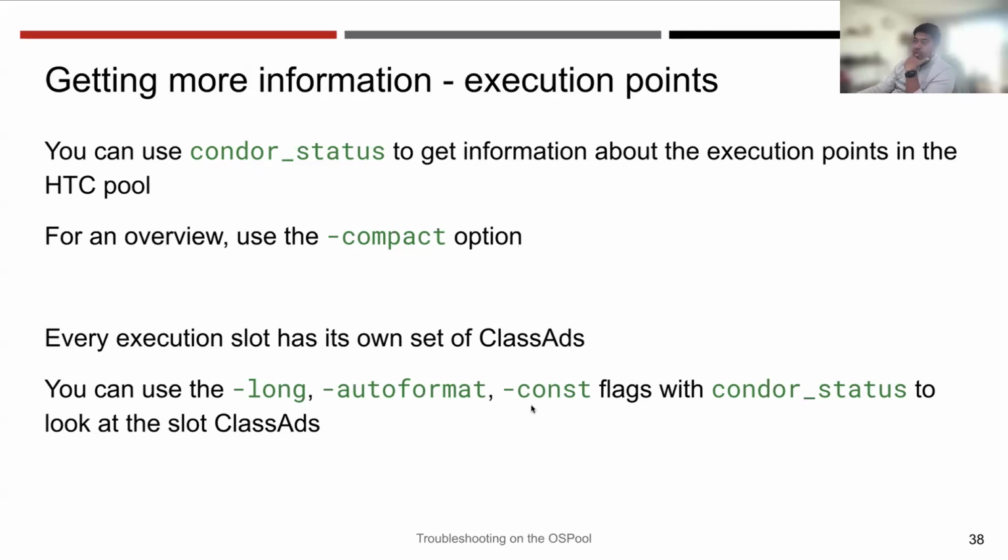Also, you can use some other flags apart from the long format. We have seen the auto format or AF flag, but you can also look for a set of jobs with the constraint flag, short for const, and you can filter to look for, say, the jobs that are only on hold. And we have an example for this specific command, some slides afterwards.